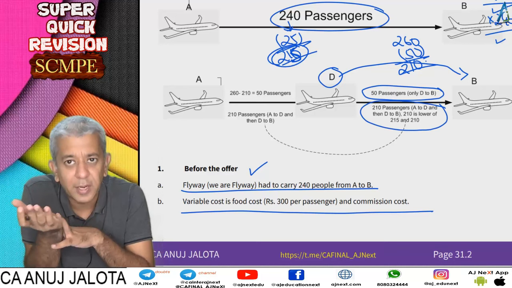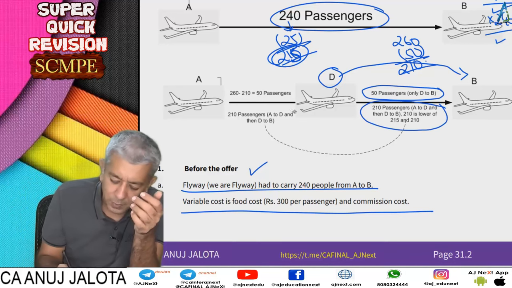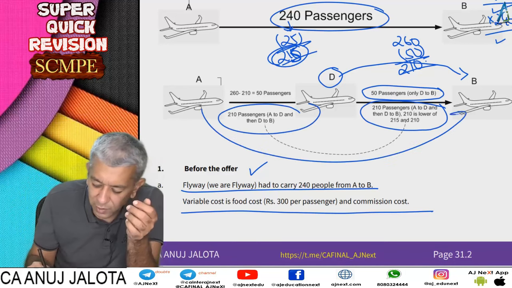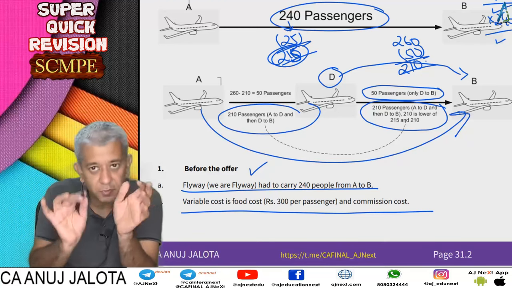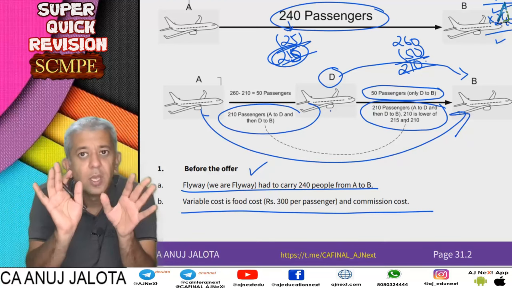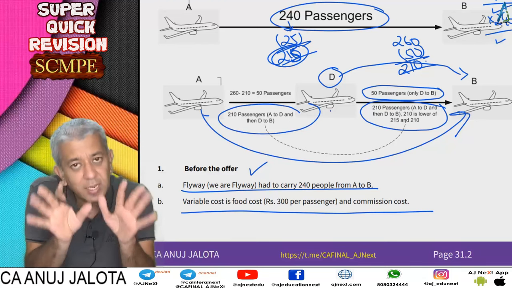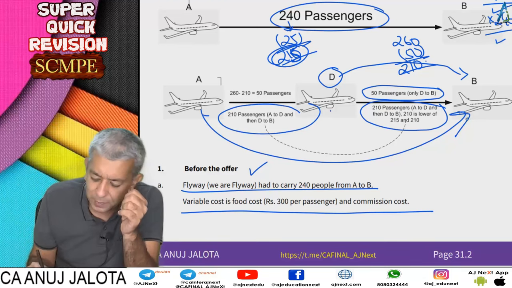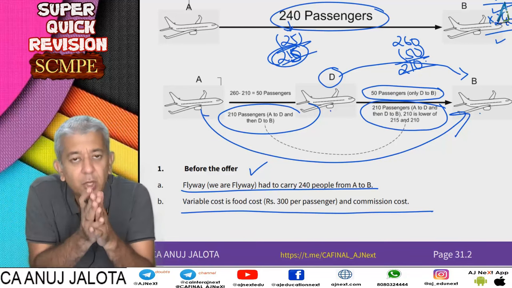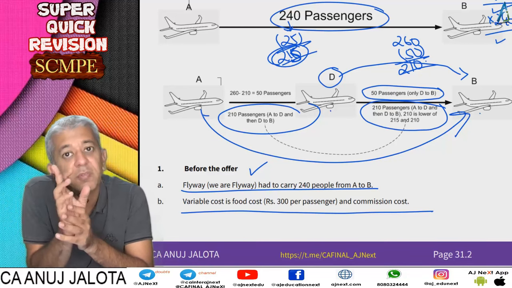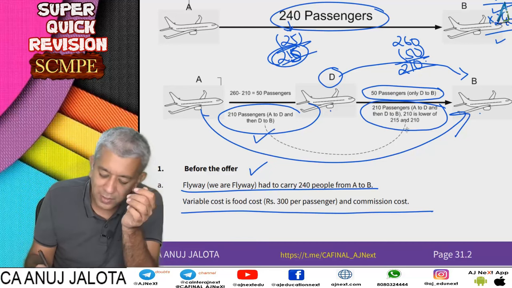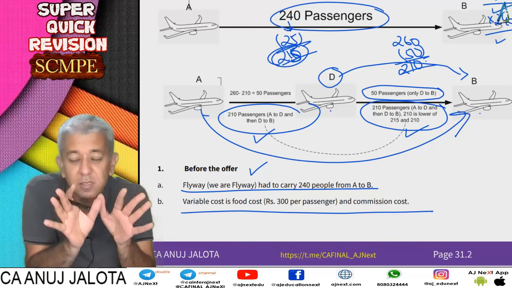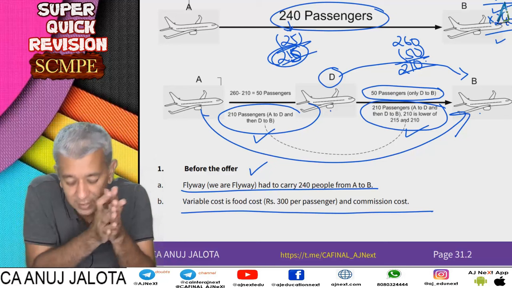Now, these 210 people will be those particular people who ultimately will be flying from A to B. These guys, first of all, will be going from A to D and they will be sitting in the plane only, although the plane will be stopping at D. And then again, these people will be flying from D to B. Now, these guys will be given food two times, once over here and once over here. Be careful of that. That is a very important adjustment in this entire question.